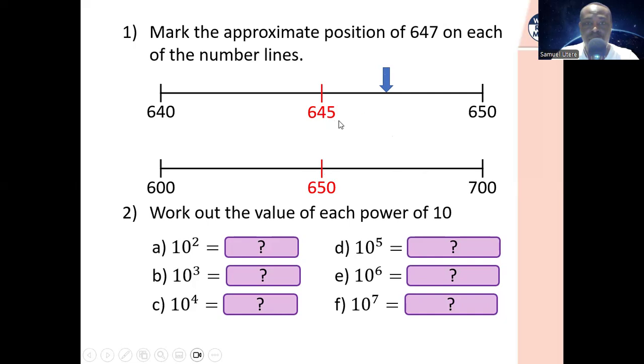So again, if you want to go even further, subdivide this interval, you can say halfway between 645 and 650 will be 647 point something. So you can clearly see why that will be the correct position. And then this will be 647.